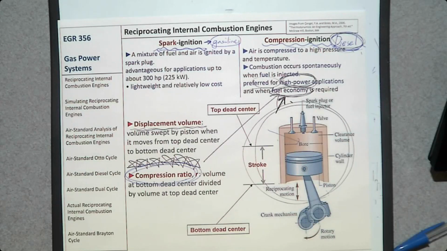So it can be calculated by the volume at bottom dead center divided by the volume at top dead center. So the volume when the piston is at the bottom dead center, the largest volume, divided by the volume when the piston is at the top dead center. It's going to be the minimum volume. So the maximum volume divided by the minimum volume, that is the compression ratio.